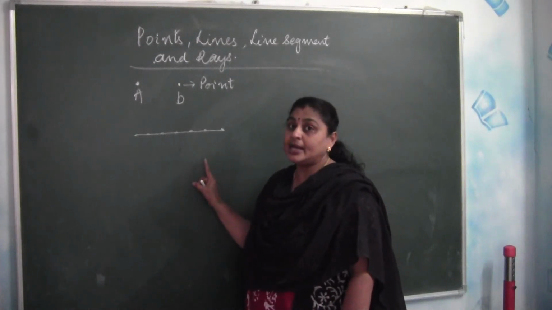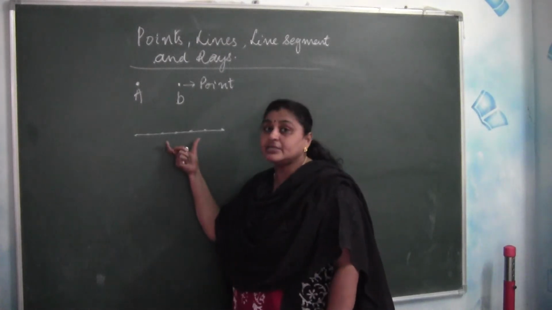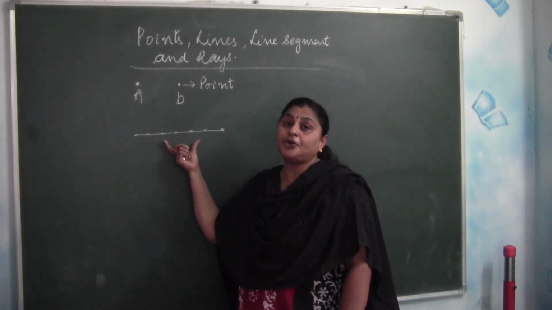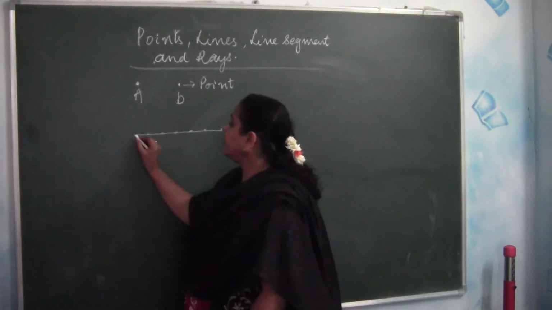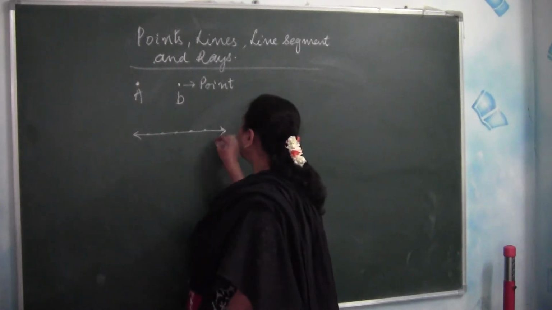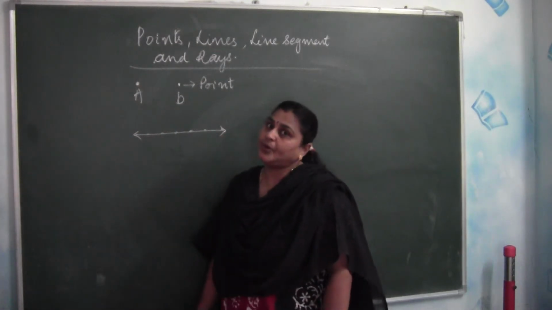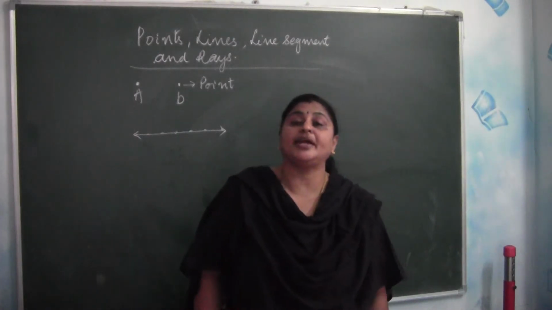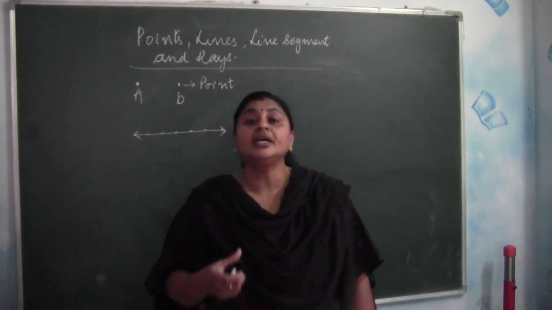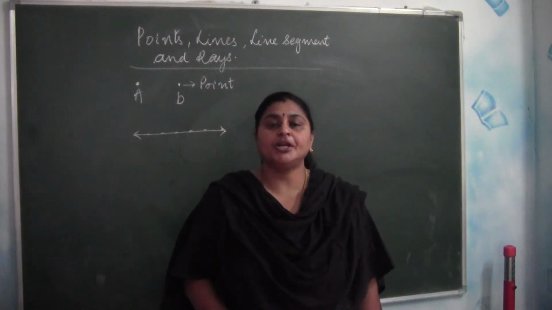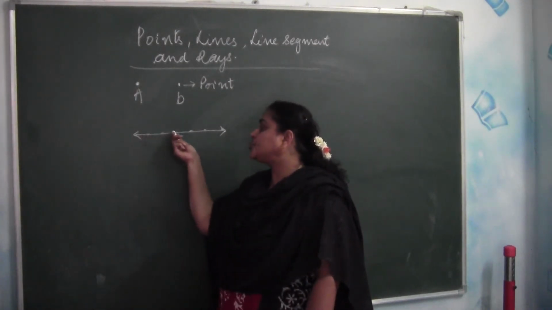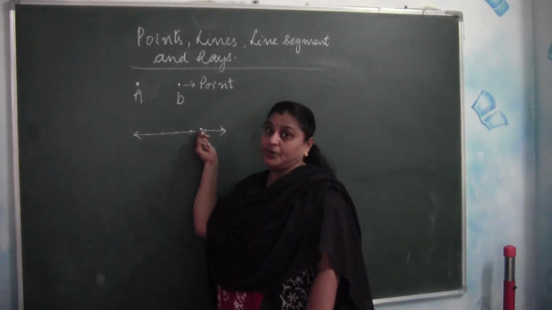So, what do you mean by a line? A line is formed by joining a set of points. Alright. On a line you have infinite number of points. What do you mean by infinite? Countless. So a line is formed by joining infinite points.